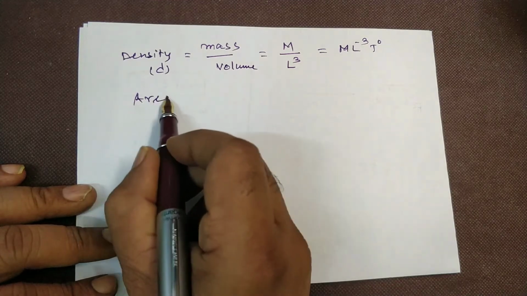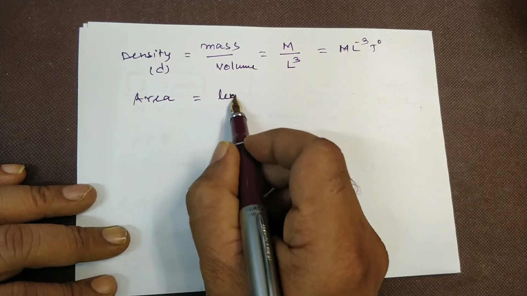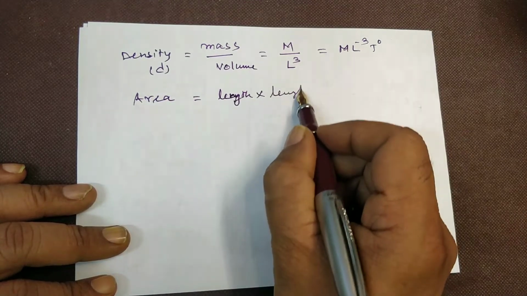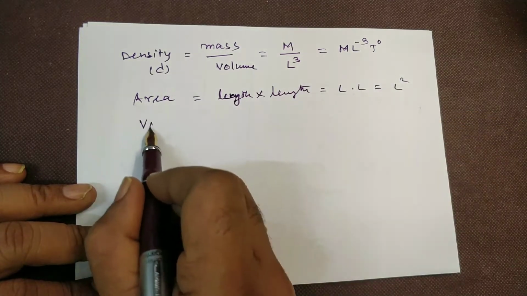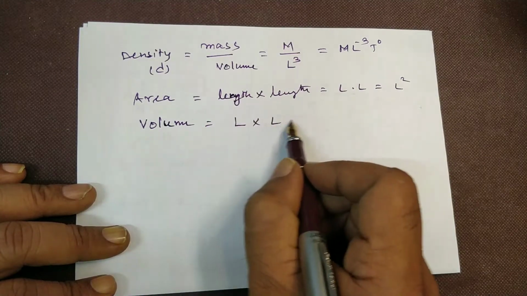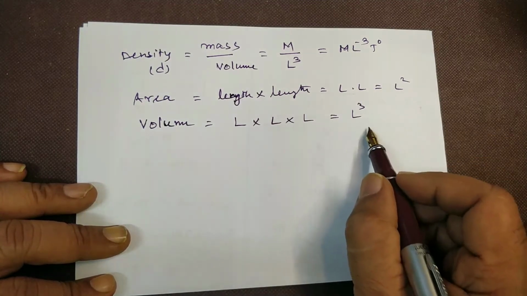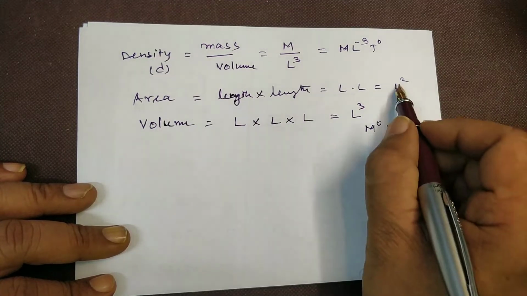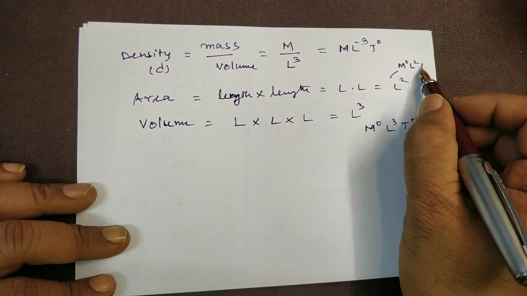Area is nothing but length into length, is it not? Any side into side, or length into breadth. So L into L, that is L squared. Similarly, volume is L into L into L, that is length cube. So this can be represented as M power 0 L cube T power 0. And area is M power 0 L power 2 T power 0.